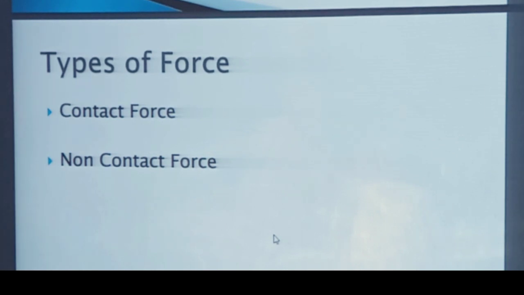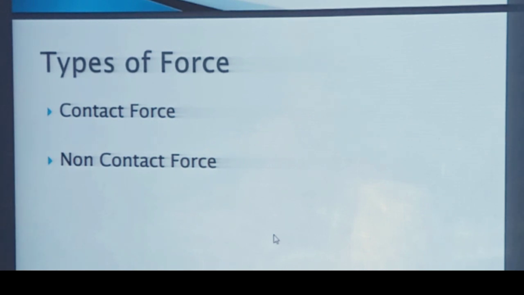So the weight of the book acts in the downward direction, whereas the reaction provided by the surface of the table is in the upward direction. So this is about contact forces, and we say that W is equal to R, where W represents the weight of the book and R is the normal reaction provided by the surface.